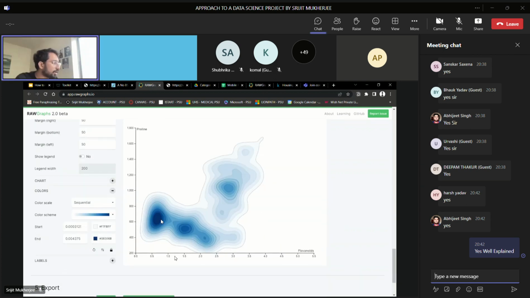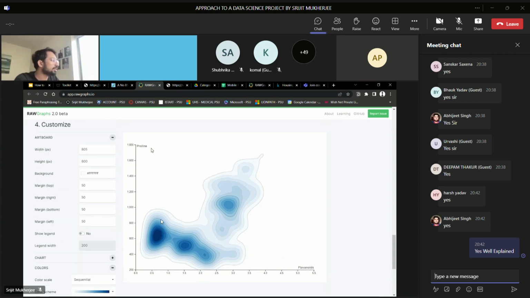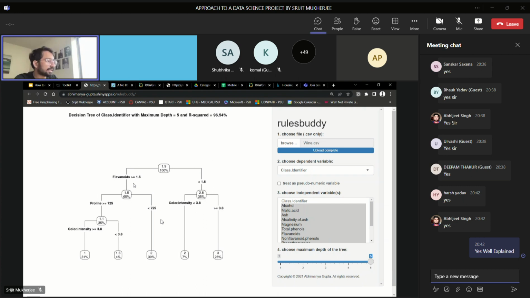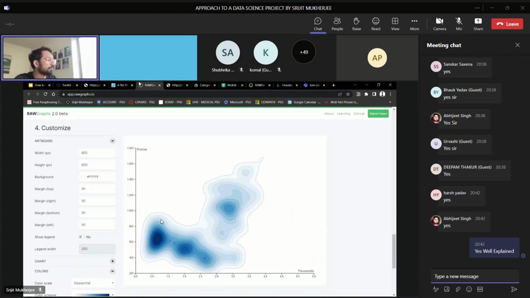The flavonoids more than 1.6. Here, this part, and proline less than and greater than 725. So you can clearly see this cluster is one such cluster. For flavonoids greater than or equal to 1.6 and proline less than 725, there is 2. So there is mostly 2 and 1 out here.